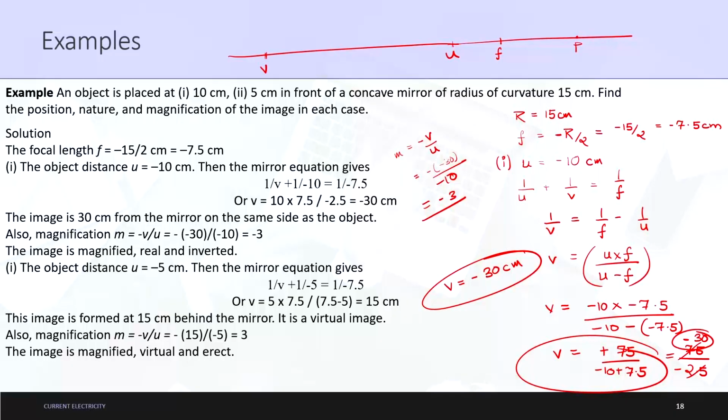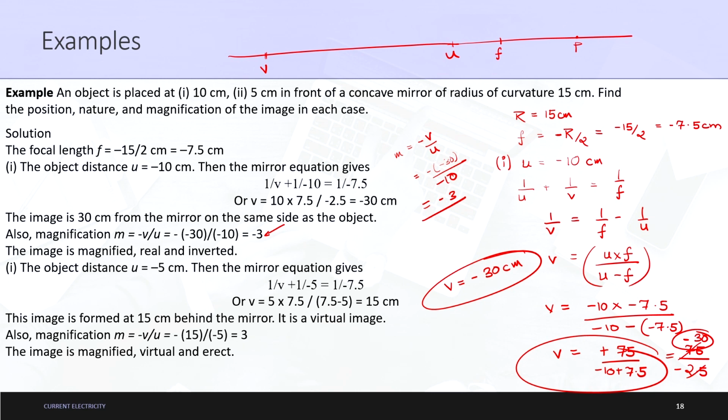So, basically object distance is u equal to minus 10. Using the mirror equation you will get v equal to minus 30. The image is 30 centimeters from the mirror on the same side as the object. Quite evident, it is on the same side as the object. Next is magnification m, which is equal to minus v by u. Therefore, it is minus of minus 30 upon minus 10, which is equal to minus 3. Okay.